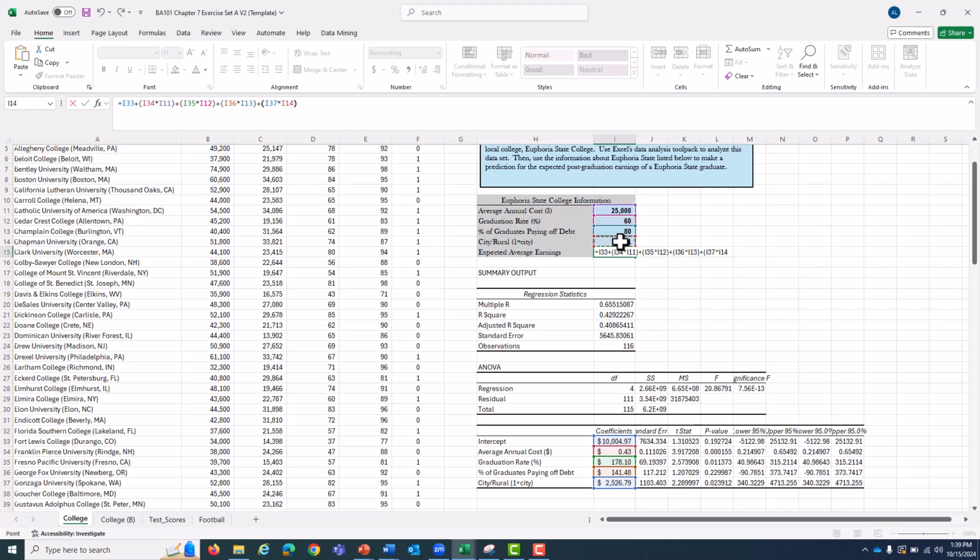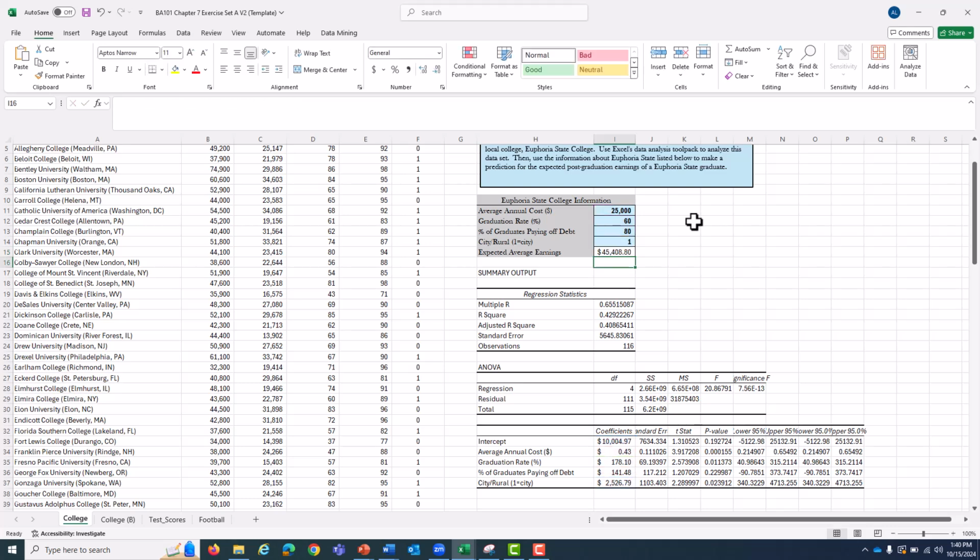There we go. And then when I put that whole formula in, which is again just the intercept, the baseline, plus the product of the slope and that particular input matching the slope for each input that we were checking for Euphoria State College. Once I put all that in and I hit enter, I come up with my answer.